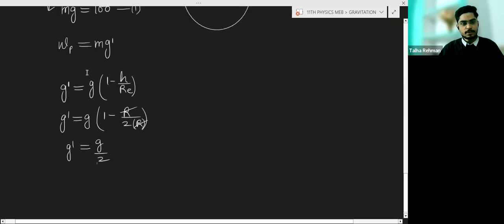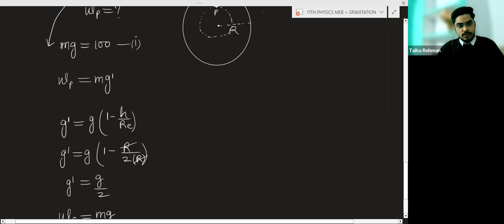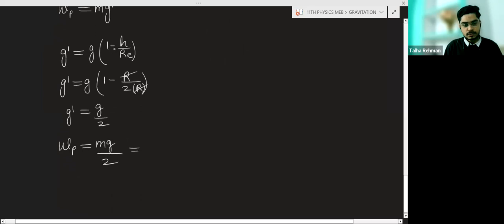So weight at point P is equal to mg by 2. If mg is 100, mg by 2 will be 50. So it will be 50 Newton.